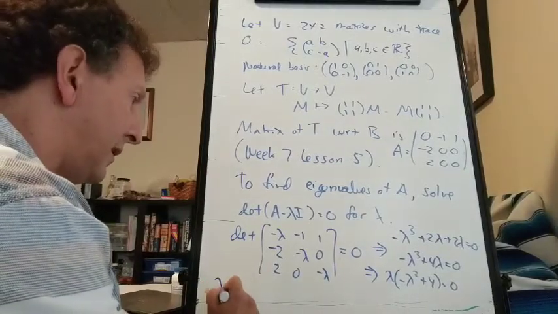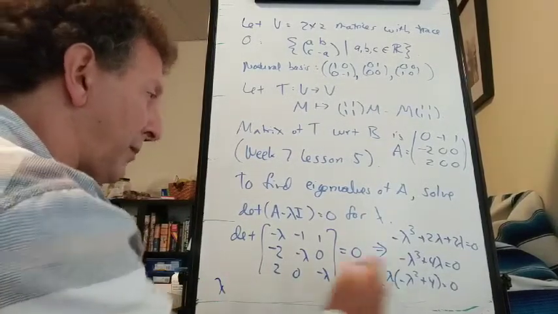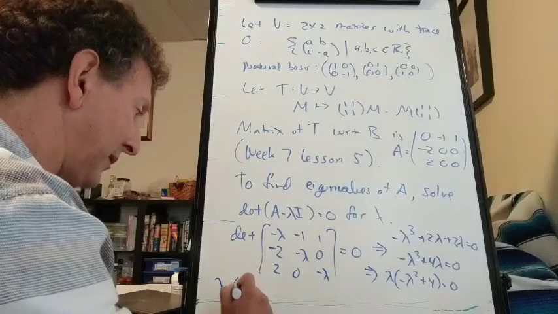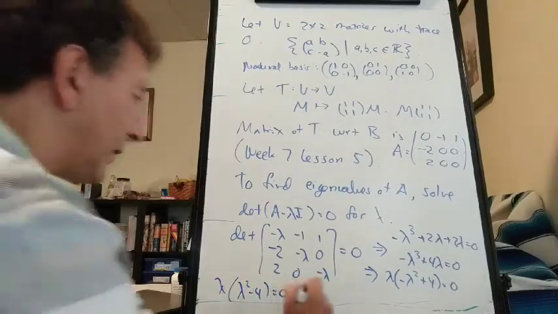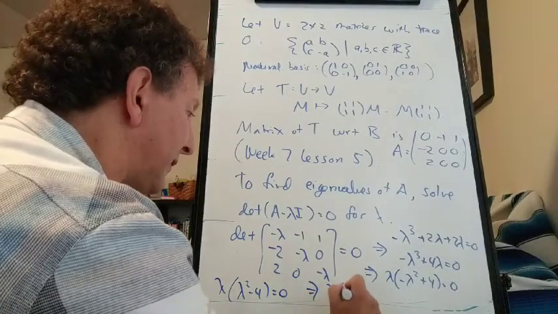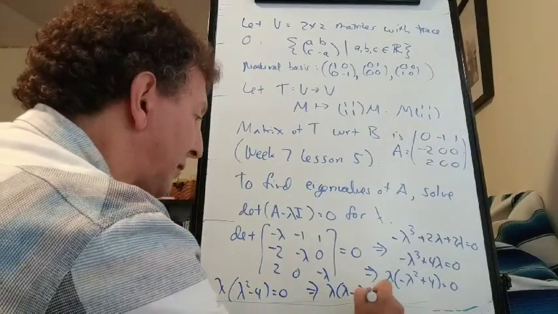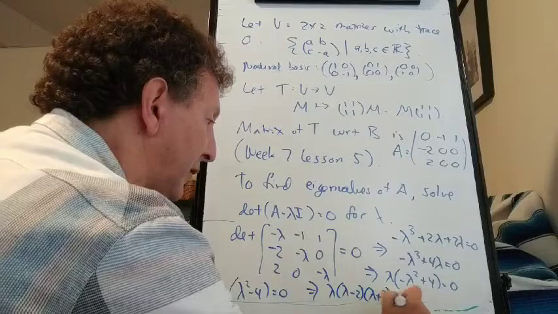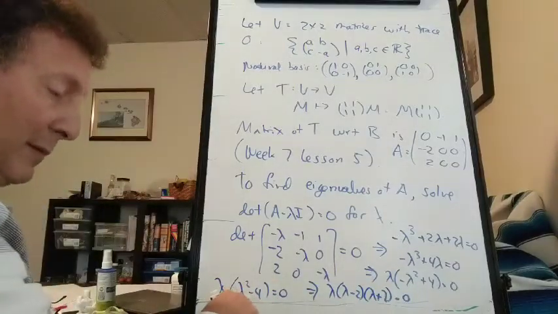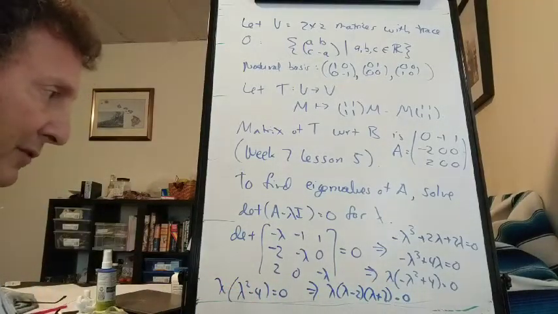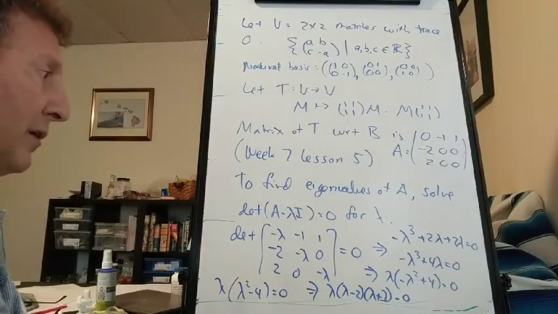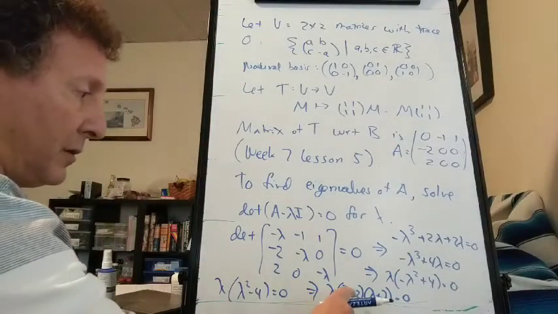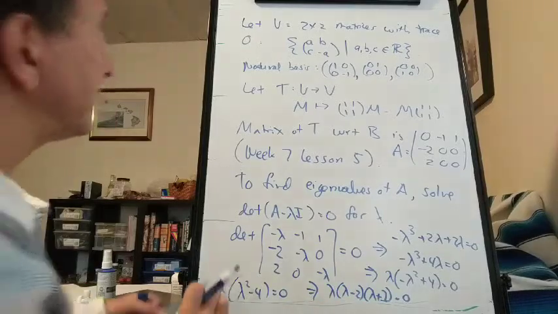So if we multiply by -1, maybe it'll be easier to see. Lambda times lambda squared minus 4 equals 0. So that means that lambda times lambda minus 2 times lambda plus 2 equals 0, because lambda squared minus 4 is lambda plus 2 times lambda minus 2. So we have our 3 eigenvalues of A: 0, 2, and -2.